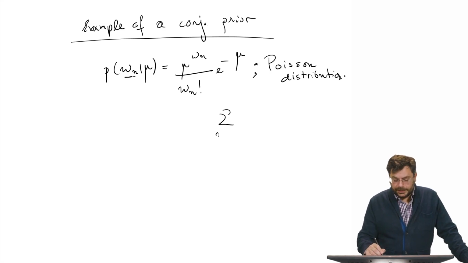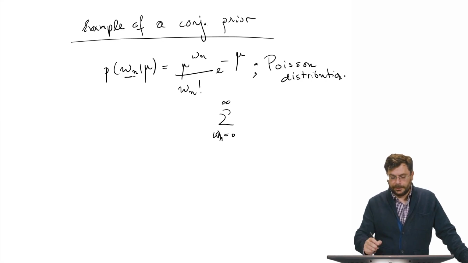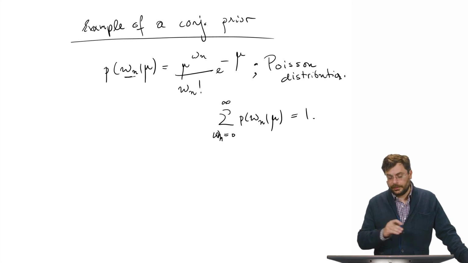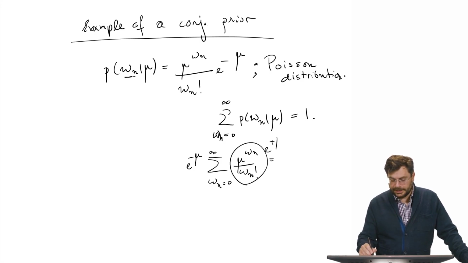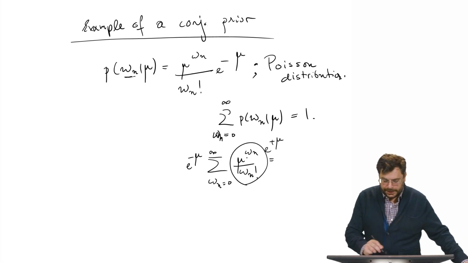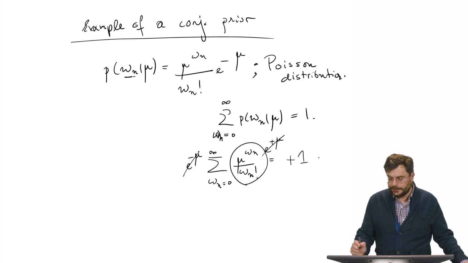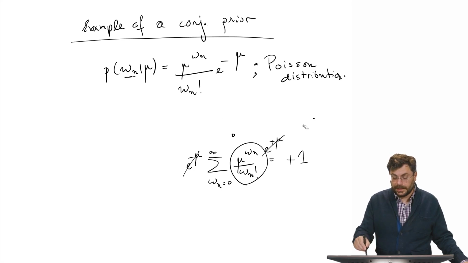So the Poisson distribution is a distribution which is normalized, summing over Wn from 0 to infinity. In other words, it is a discrete distribution where the Wn's can take on any value from 0 to infinity. To verify that this is indeed normalized, I can plug in the expression here. I pull out the constant with respect to Wn, and I have mu to the Wn divided by Wn factorial. I verify immediately that this is the definition of e to the mu. So e to the negative mu multiplied by e to the mu gives me 1, showing that this is indeed a distribution which is normalized with respect to w, assuming w are integers.